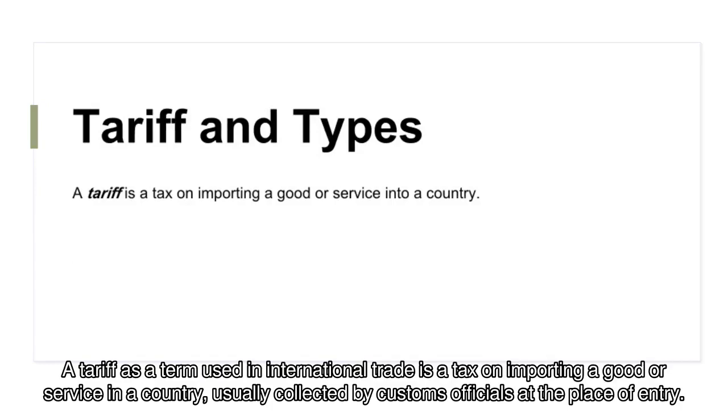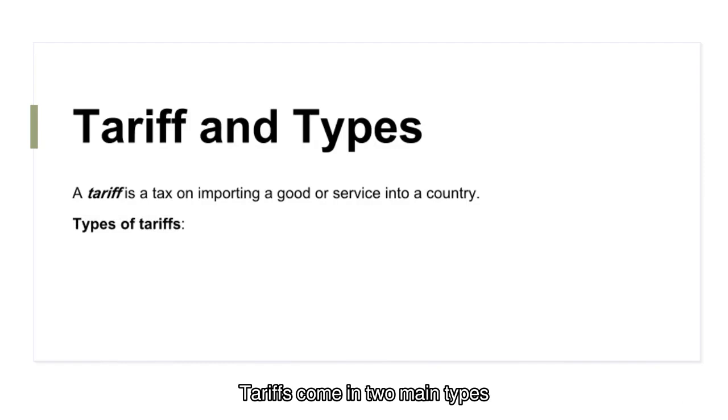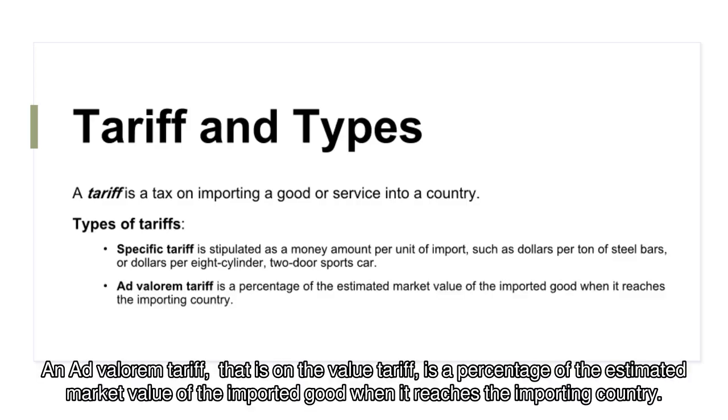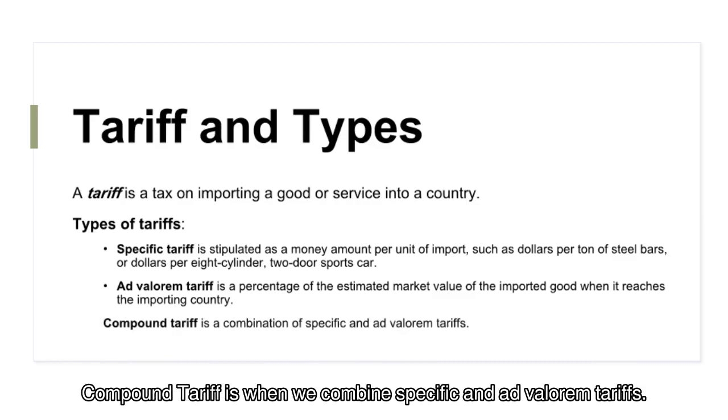A tariff, as a term used in international trade, is a tax on importing a good or service in a country, usually collected by customs officials at the place of entry. Tariffs come in two main types. A specific tariff is stipulated as a money amount per unit of import, such as dollars per ton of steel bars, or dollars per 8-cylinder, 2-door sports car. An ad valorem tariff, that is, a on-the-value tariff, is a percentage of the estimated market value of the imported good when it reaches the importing country. A compound tariff combines specific and ad valorem tariffs.